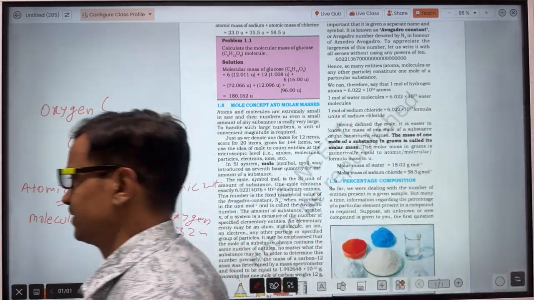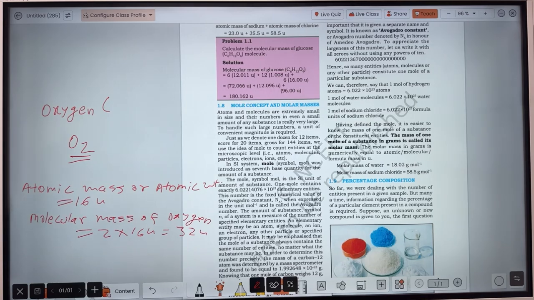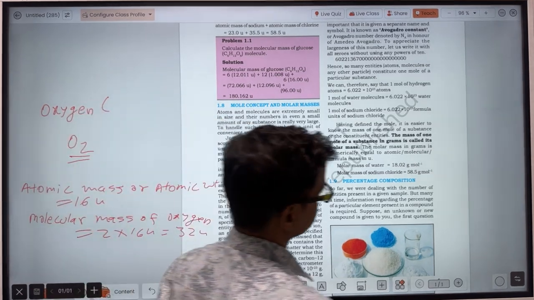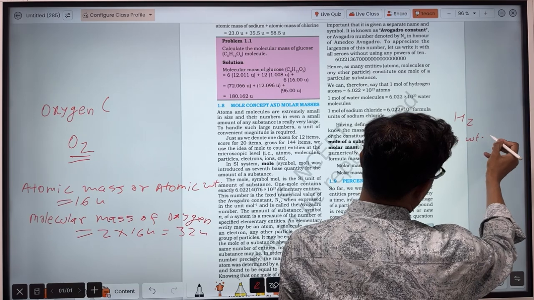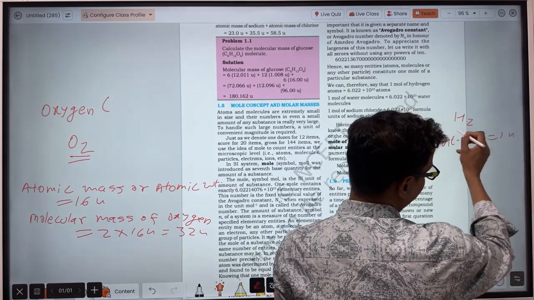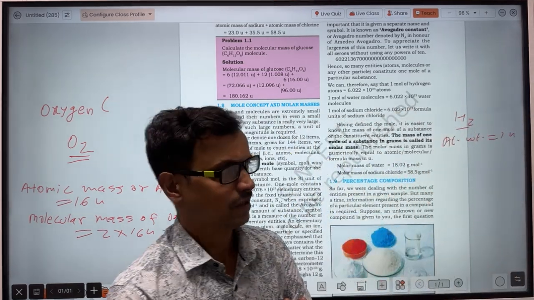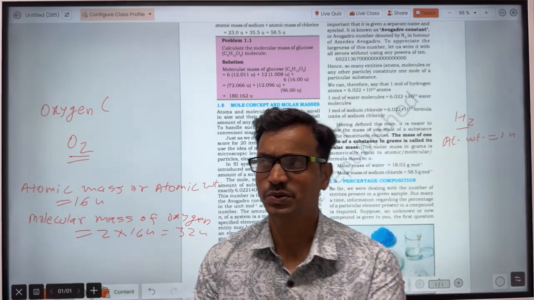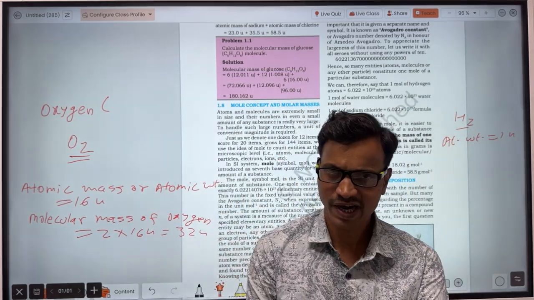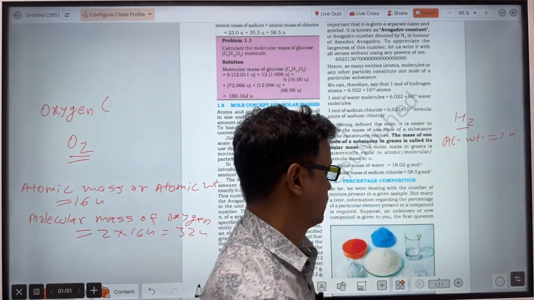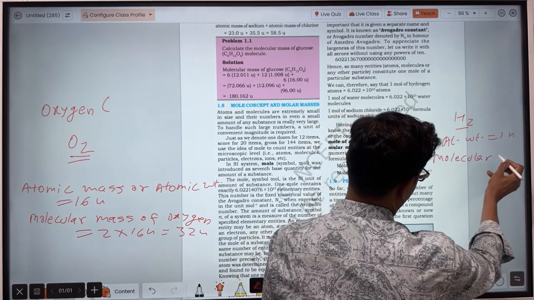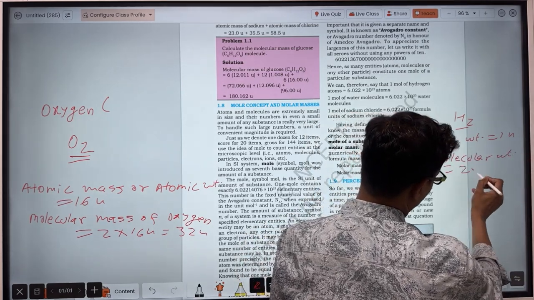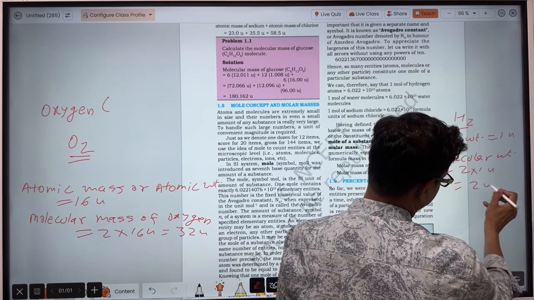Same in case of hydrogen. In case of hydrogen, the atomic weight will be 1 U, and one hydrogen molecule is composed of 2 hydrogen atoms. So that's why the molecular weight will be equal to 2 into 1 U, that is 2 U.